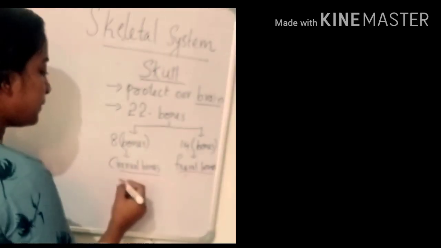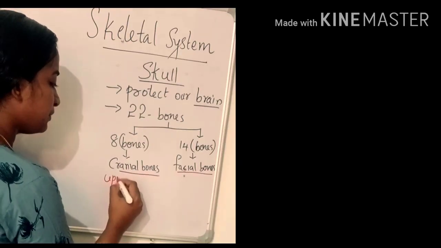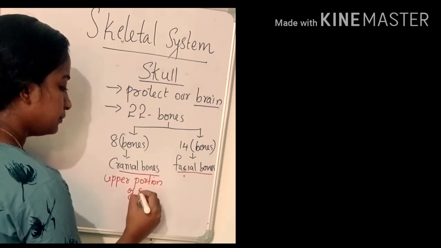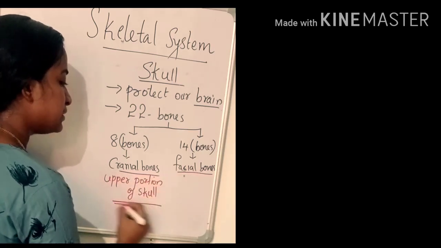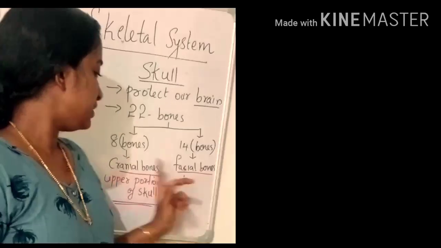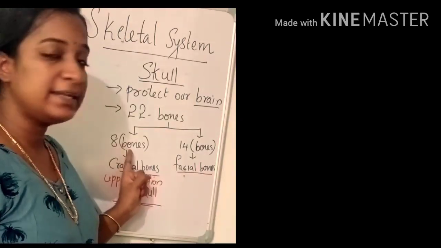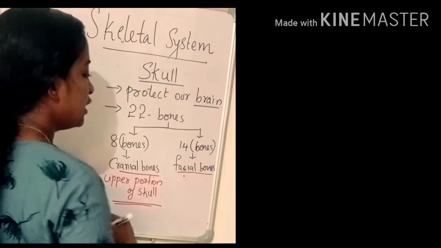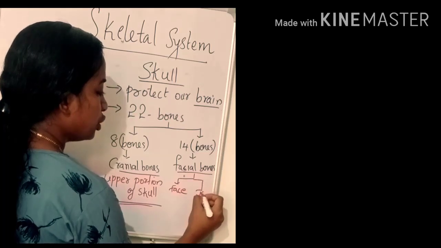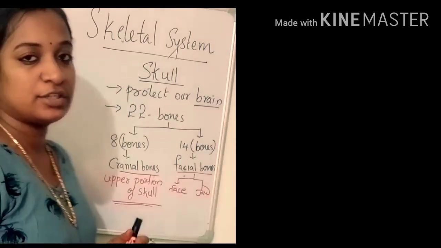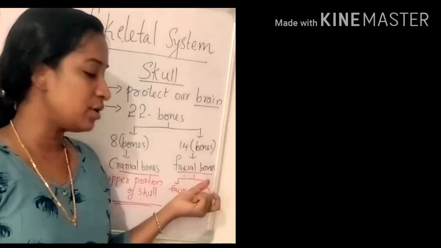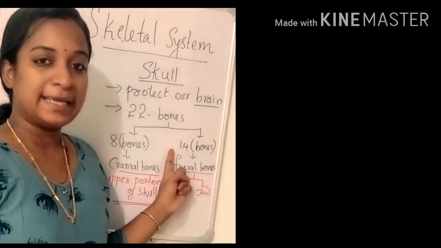Okay, so this is the upper portion of the skull. The bones present in the upper portion of the skull are known as cranial bones. They are 8 in number. And the facial bones form the bones in the face as well as the jaw. So the lower portion of the skull contains the face and jaw. Together these make up the facial bones, and these facial bones are 14 in number.